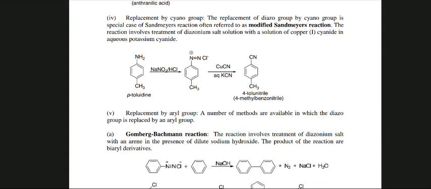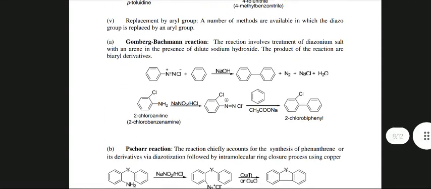Replacement by aryl group. A number of methods are available in which the diazo group is replaced by an aryl group. Gomberg-Bachmann reaction. The reaction involves treatment of diazonium salt with an arene in the presence of dilute sodium hydroxide. The products of the reaction are biaryl derivatives.